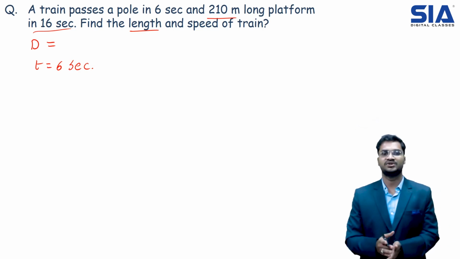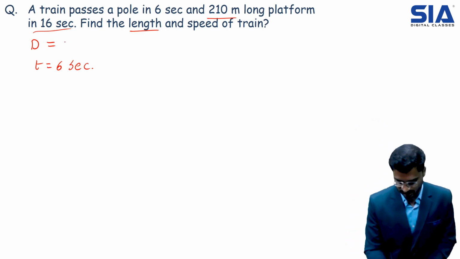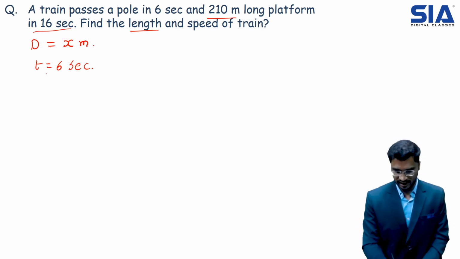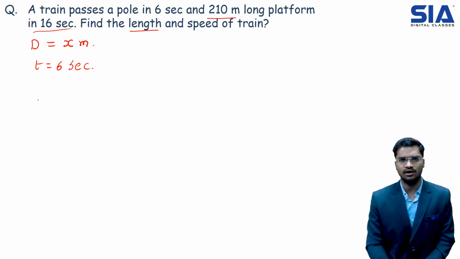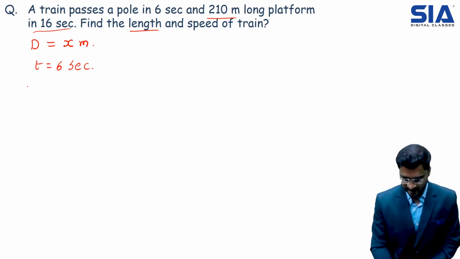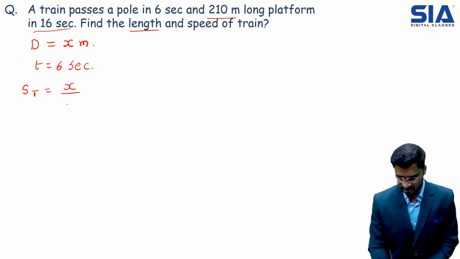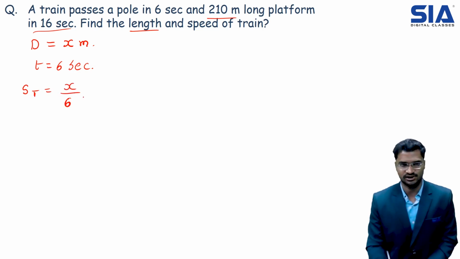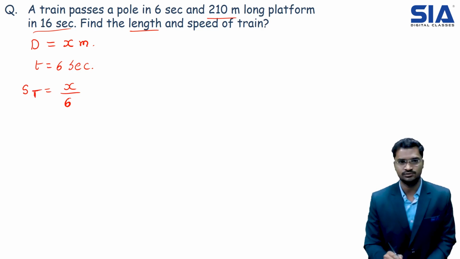Let us assume the length of the train as x meters. So time is 6 seconds. By using our formula, which is d by t, can I find the speed? Yes, I can find the speed of the train. Speed of the train is nothing but distance upon time, which is x by 6. Here I have found the speed of the train.